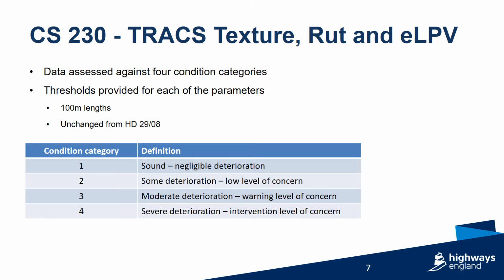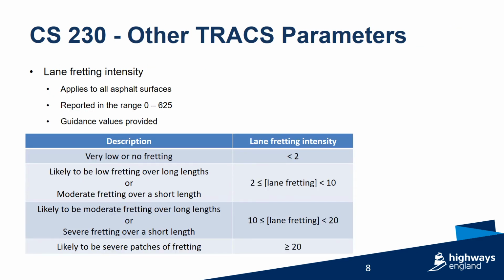Information recorded by the TRACS vehicle is categorised into 4 categories. These are defined as sound with negligible deterioration, some deterioration where there is a low level of concern, moderate deterioration where there is a warning level of concern, and severe deterioration where there is an intervention level of concern. The threshold for these is measured across 100 metre lengths, and it is largely unchanged from HD29.